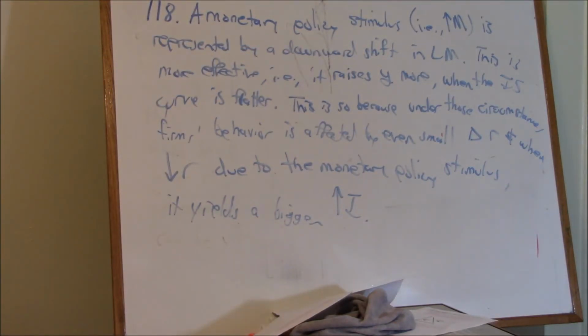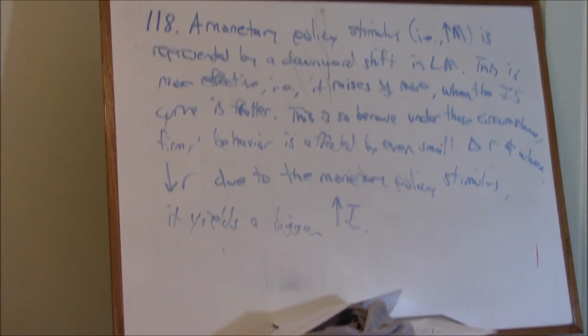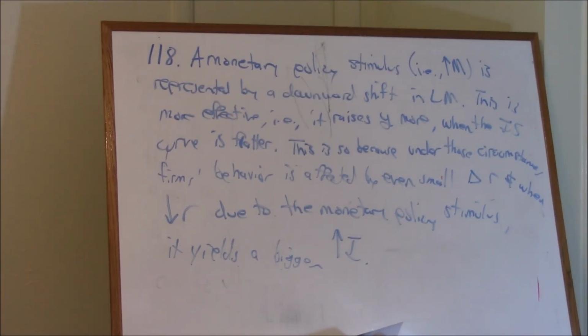The stimulus is going to be a downward shift in LM. It's going to cause a bigger increase in Y when the IS curve is flatter, as I showed earlier. Why? Because on a flatter IS curve, firms are more acutely affected by changes in interest rates. They are much more sensitive to it. They really pay a lot of attention to it. Since monetary policy is going to lower the interest rate, you're going to get a bigger increase in investment. And that's what you were after.